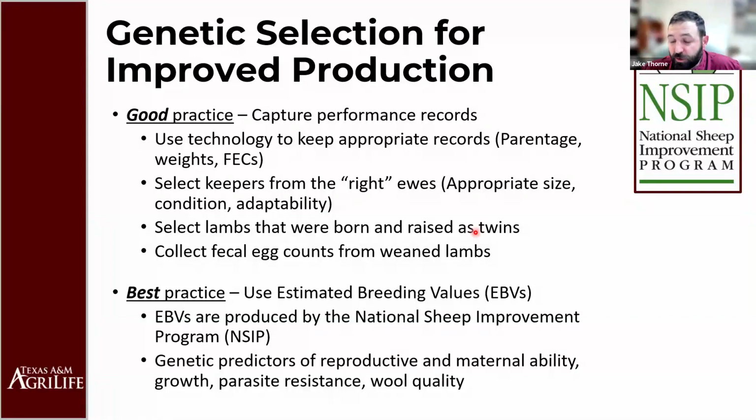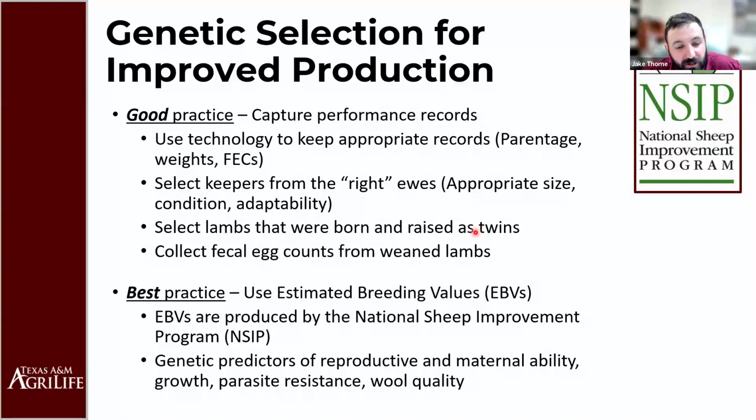Select your keepers, so your replacement females or your replacement rams, from the right type of ewes. As I mentioned earlier, appropriate size, in good body condition, maintain good body condition throughout the year, and are adaptable to the type of situation and environment that you're putting them in. Select lambs that were born and raised as twins. That's a good step. Now, most reproductive traits are pretty lowly heritable. And so what that really means from a practicality standpoint is that if you just select lambs that were born and raised as twins, you probably won't make really drastic increases in terms of your lamb crop or in terms of those reproductive traits in the short term at least, but you're not necessarily going to go backwards.